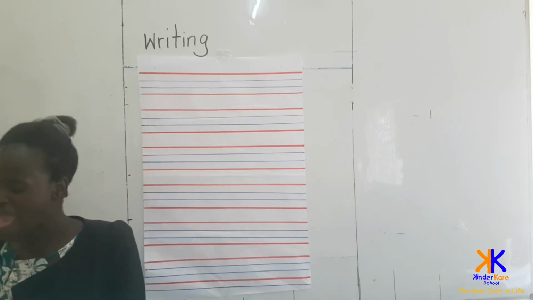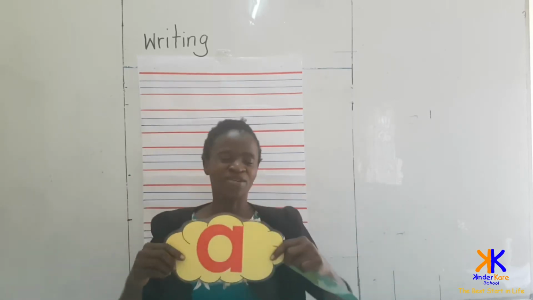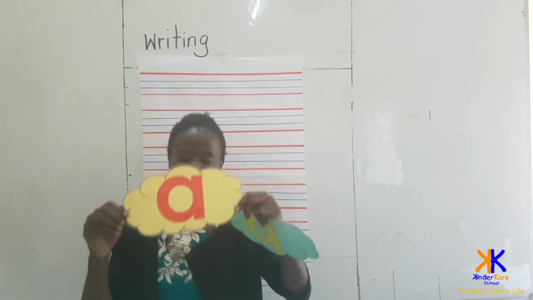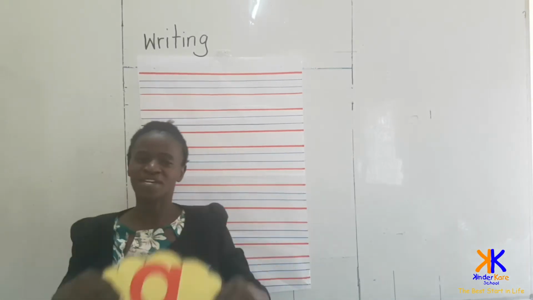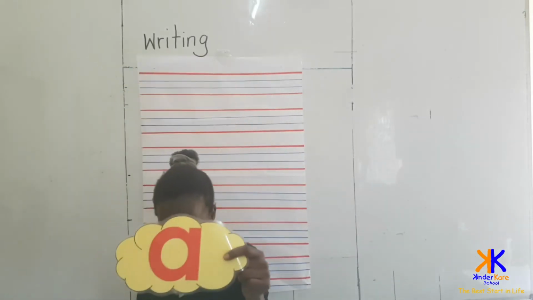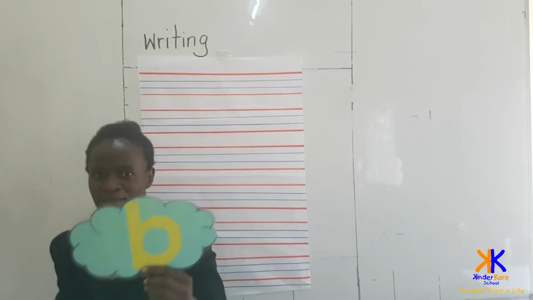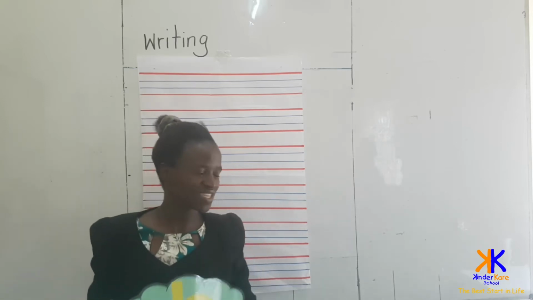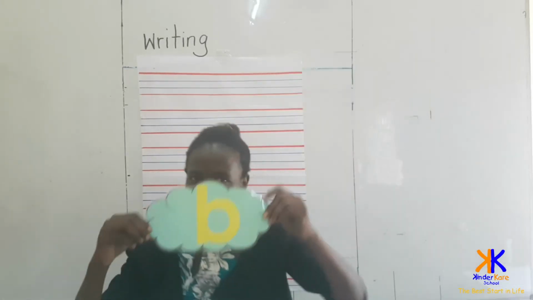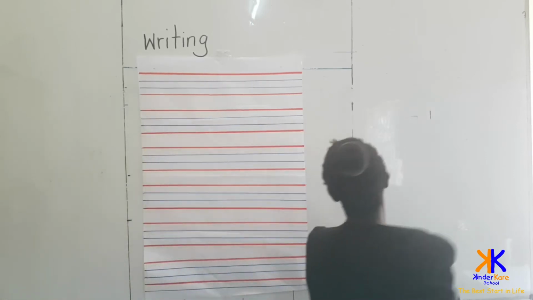Yes. Okay. I am letter A, and I've come to dance. Dancing in the middle, and they like run away. Again, I am letter A, and I've come to dance. Dancing in the middle, and they like run away. Which letter is this, children? Letter A. And this one? Letter B. Okay, let's go. I am letter B, and I have come to dance. Dancing in the middle, and they never run away. I am letter B, and I have come to dance. Dancing in the middle, and they never run away.